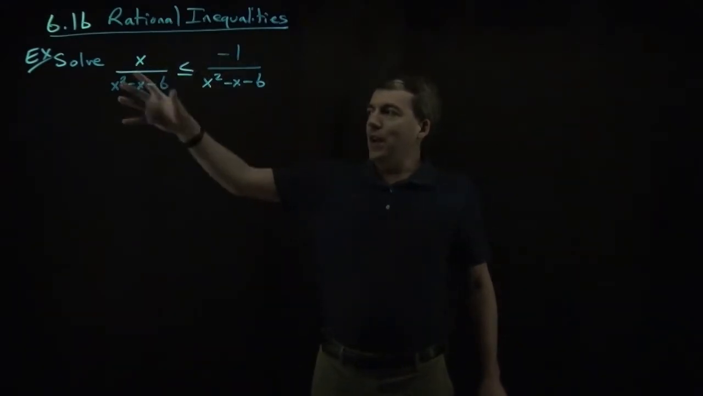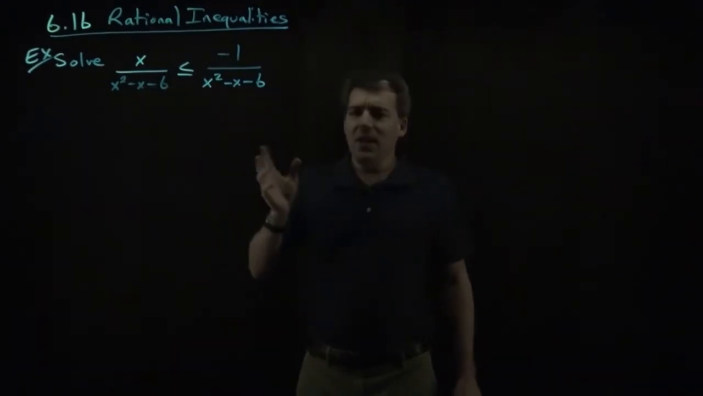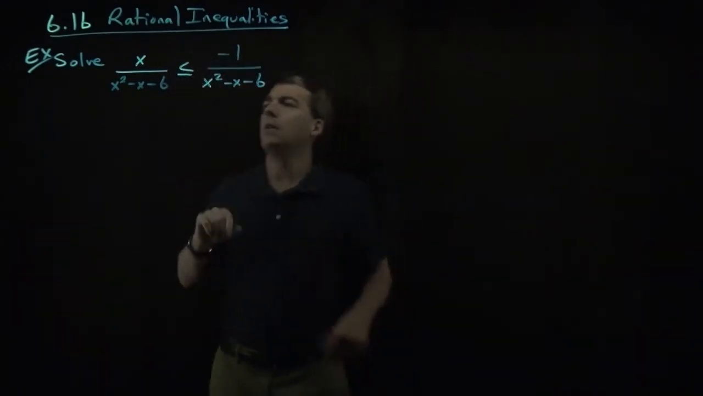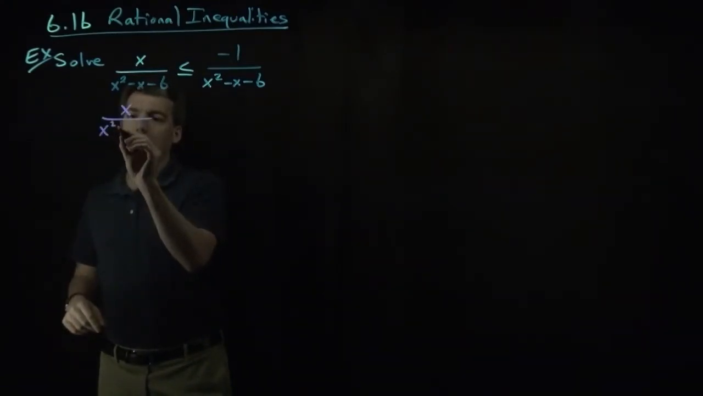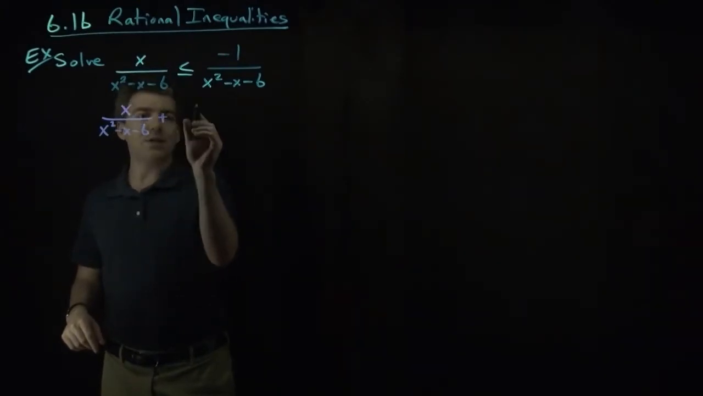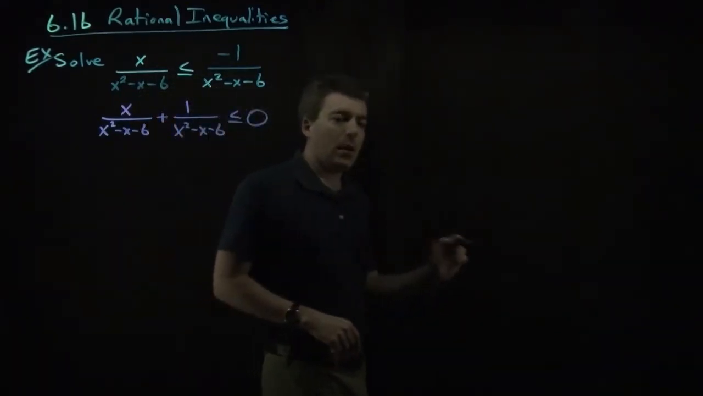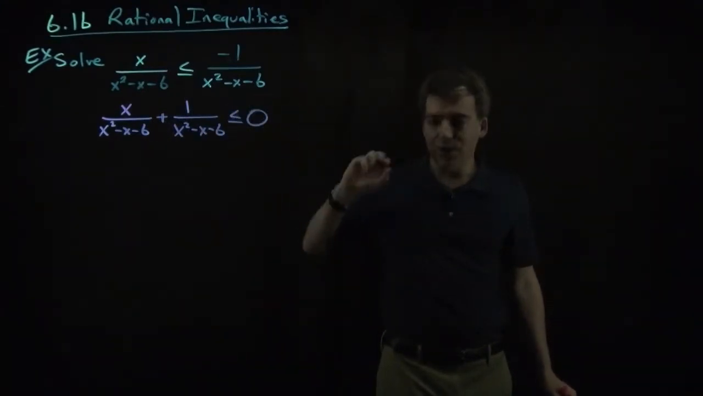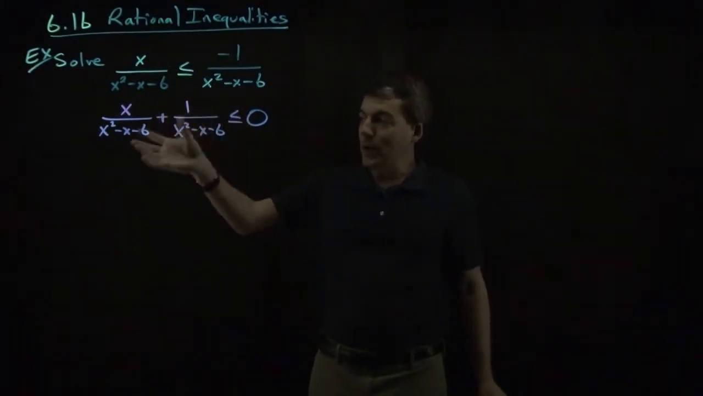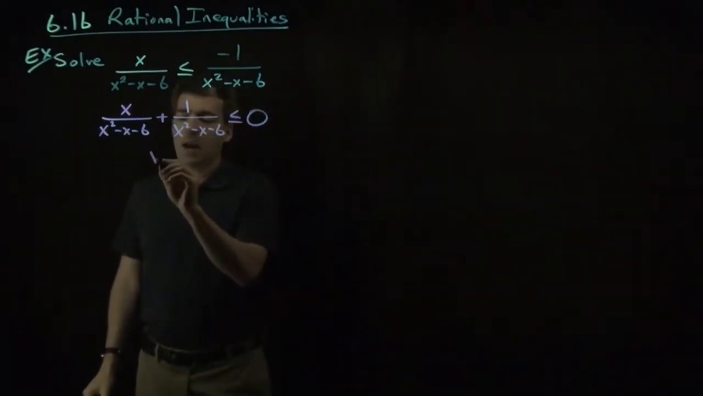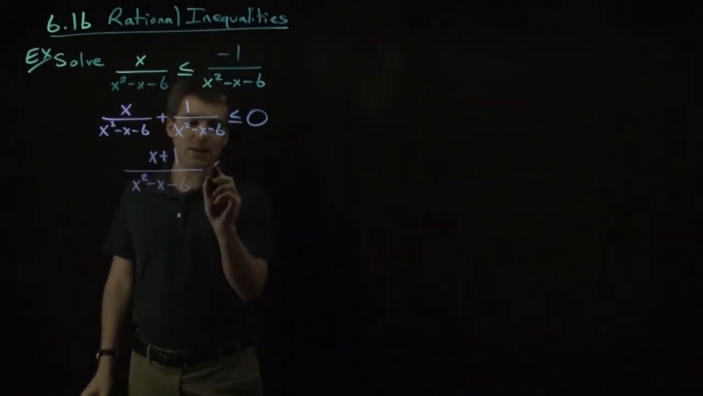The first thing we want to do is get everything on one side and put everything under the same denominator. Since both of the denominators are the same, this is going to be rather straightforward. We can add this term to the other side, and we'll get x over x squared minus x minus 6 plus 1 over x squared minus x minus 6 less than or equal to 0. We want to set everything on one side less than or equal to 0, as we did with the polynomial inequalities. These have the same denominator, so we can just combine them: x plus 1 over x squared minus x minus 6.